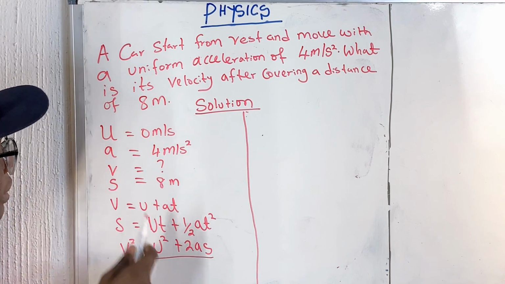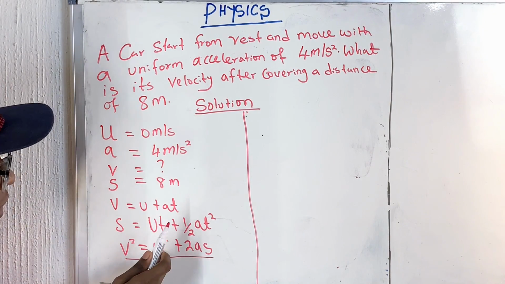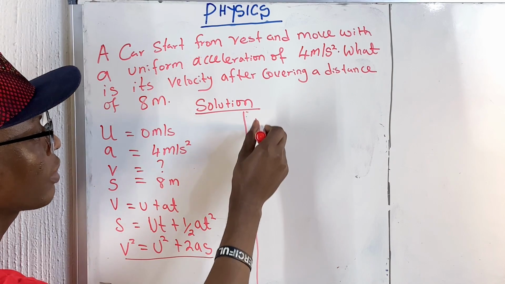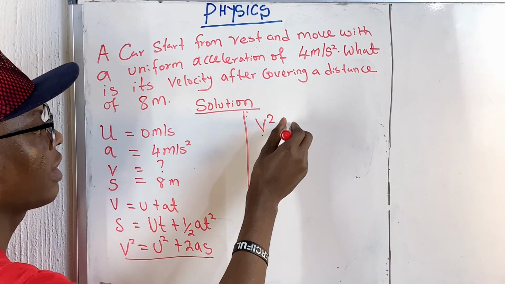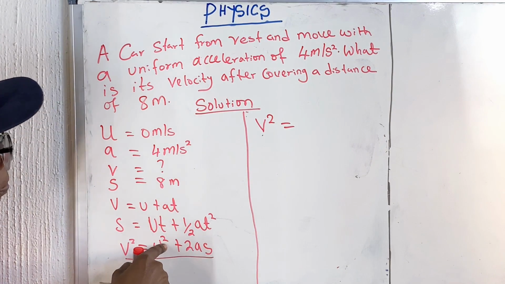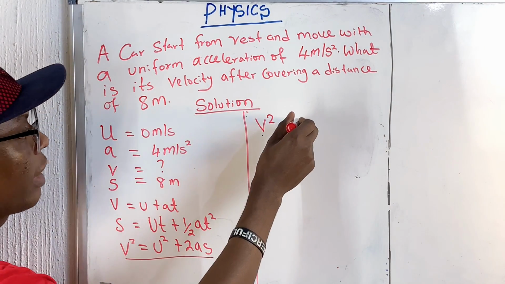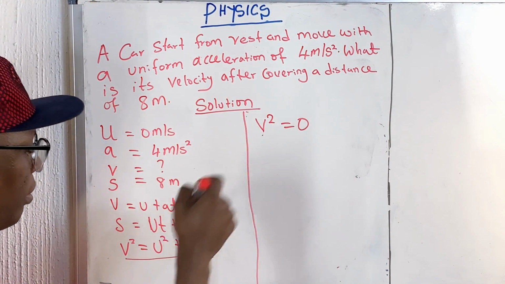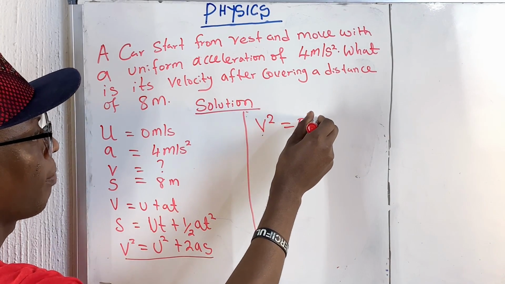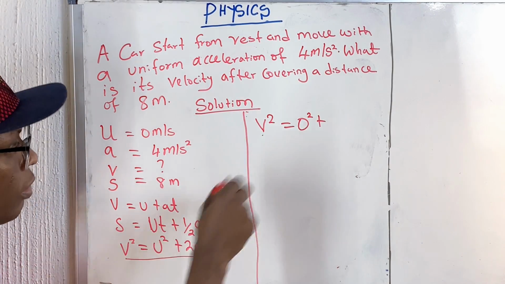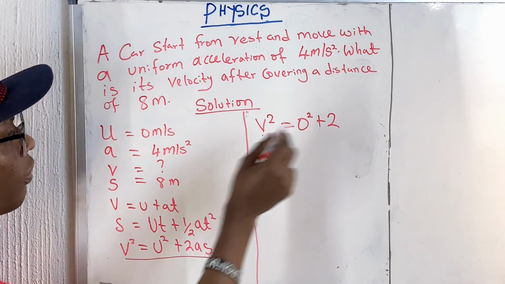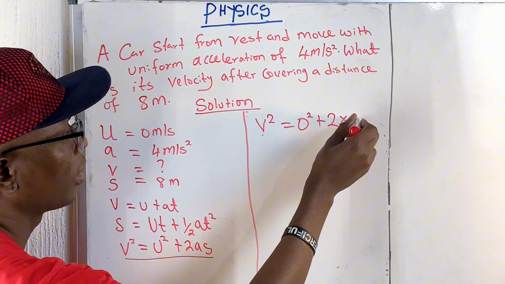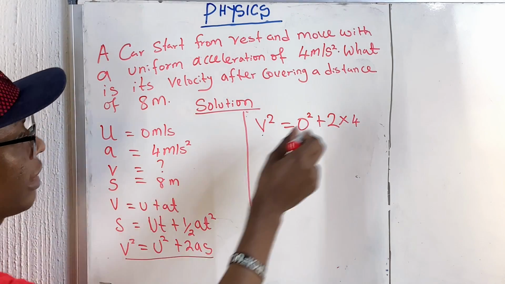So now I will substitute these parameters into this third equation. So we have v squared is equal to u squared, my u is what? 0. Now, plus 2 multiplied by a. My a is 4. And my s is 8.